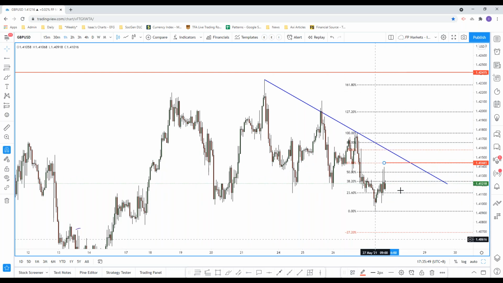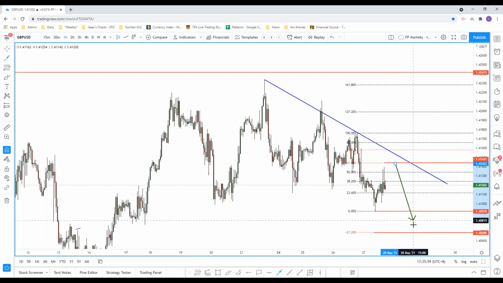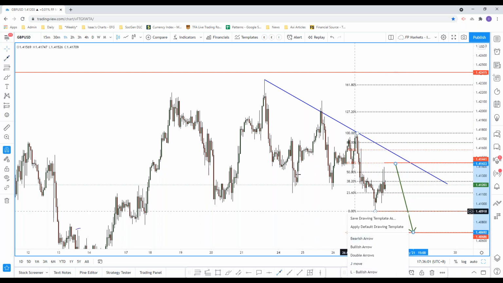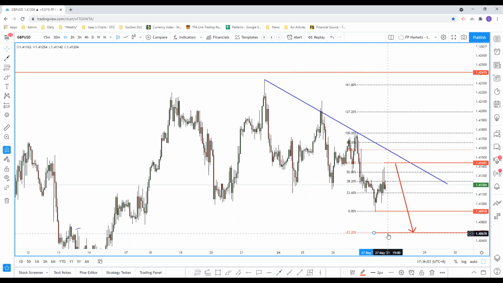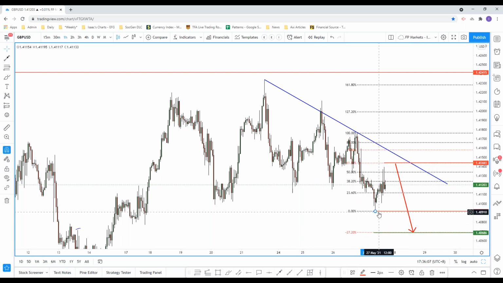And then very simply, I can have my first take profit at the last swing low, another take profit at the negative 27.20. And this can be a very quick setup.